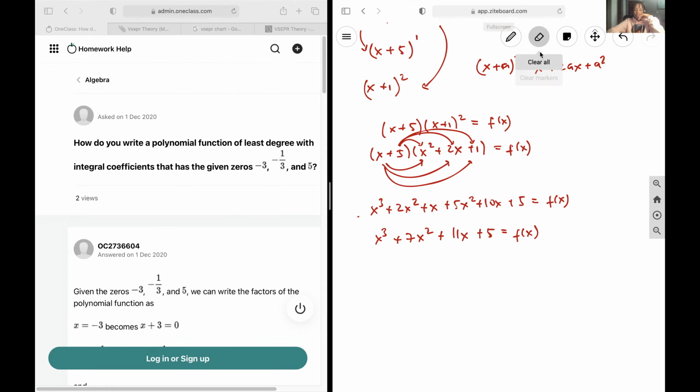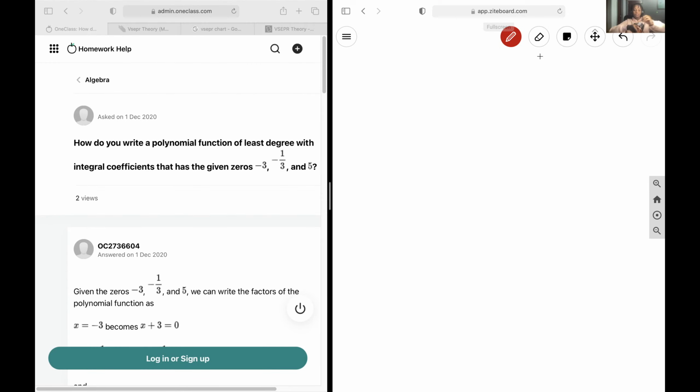Okay, next up we have a similar question. Okay, so we want to write a polynomial of least degree with integral coefficients. So least degree means multiplicity of 1 across the board. That has given zeros of negative 3, negative 1/3, and 5. Let's just write down the zeros.